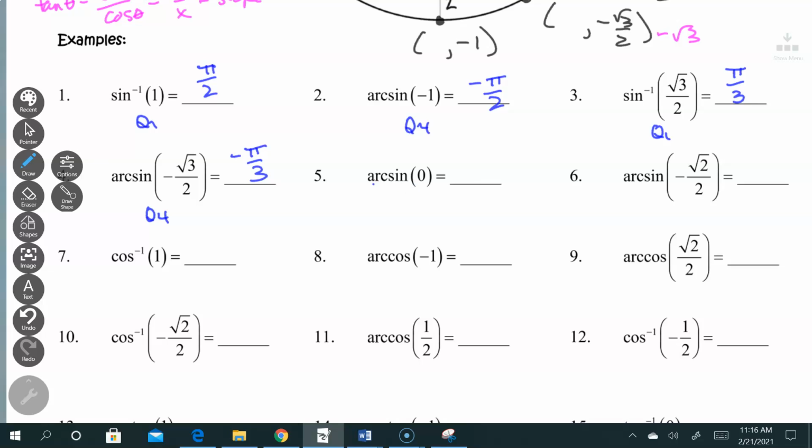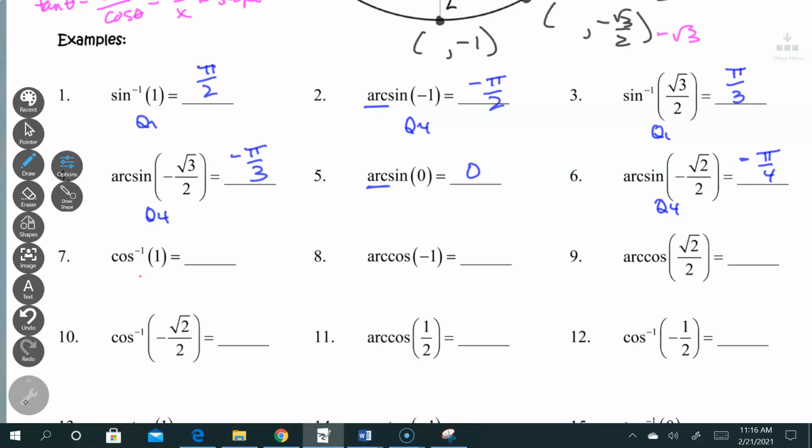And again, I said the word arc sine; inverse sine and arc sine mean the same thing. So arc sine of 0, well, that angle is 0. And arc sine of negative radical 2 over 2, well, a negative number means I'm in quadrant 4. Normally it would be positive pi over 4 to get radical 2 over 2, but since it's in quadrant 4, it's just going to be negative pi over 4. That's how easy it is.